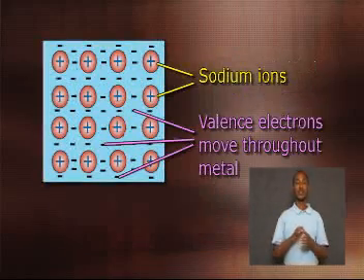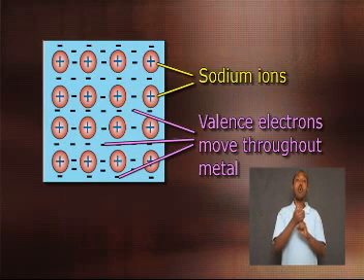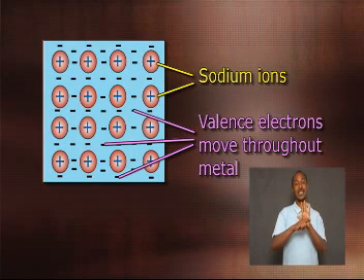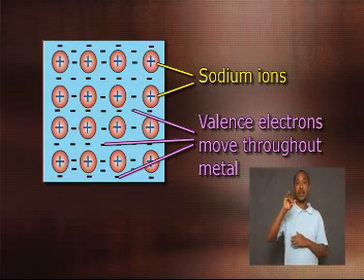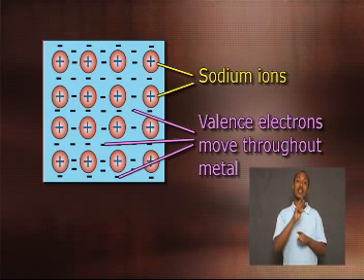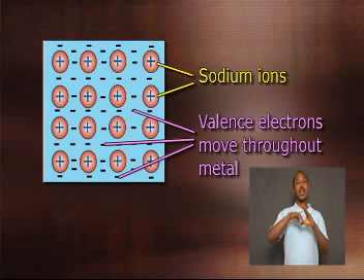As you see here, the valence electrons occupy space all around the metal ions. The metal ions are organized as a crystal. Metals are a matrix of positively charged ions in a sea of delocalized electrons.